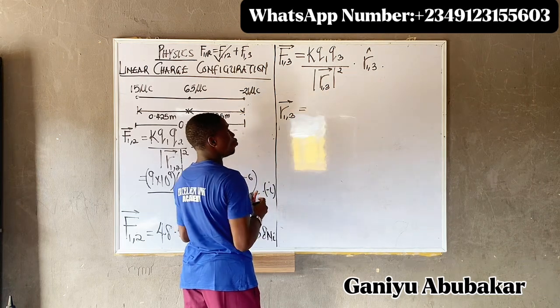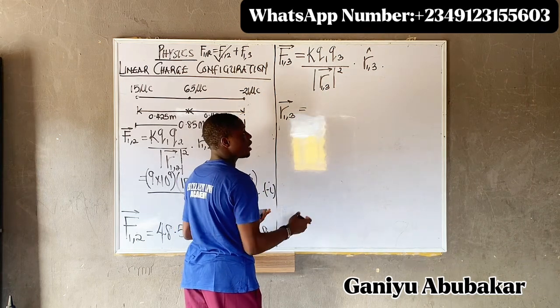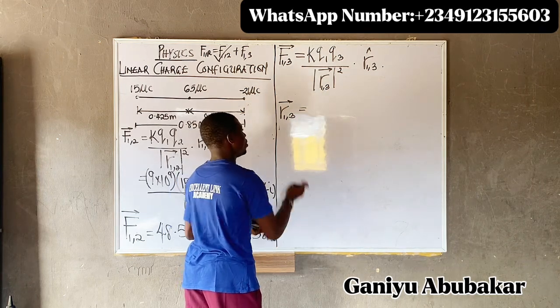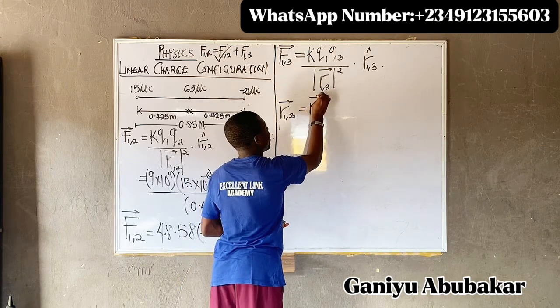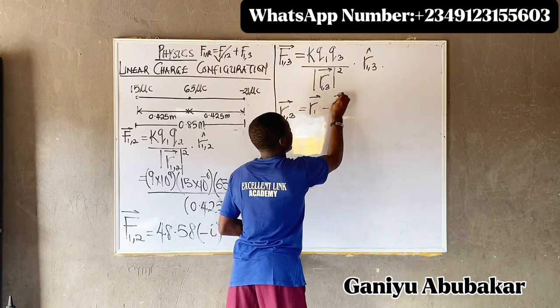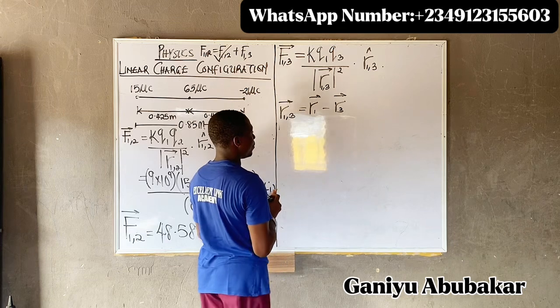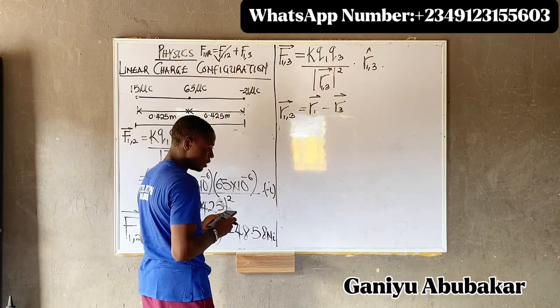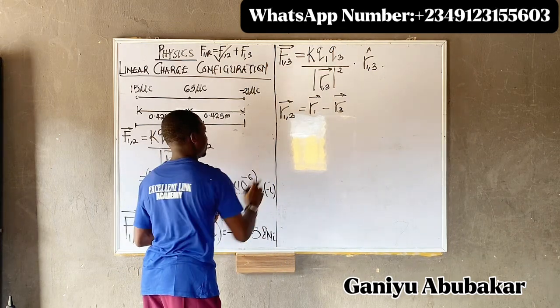So for R13 will be equal to, it's easy as we said, subtract the first number from the second one. So I'm having what? R1 minus what there? R3. So this is like the formula for getting R13.